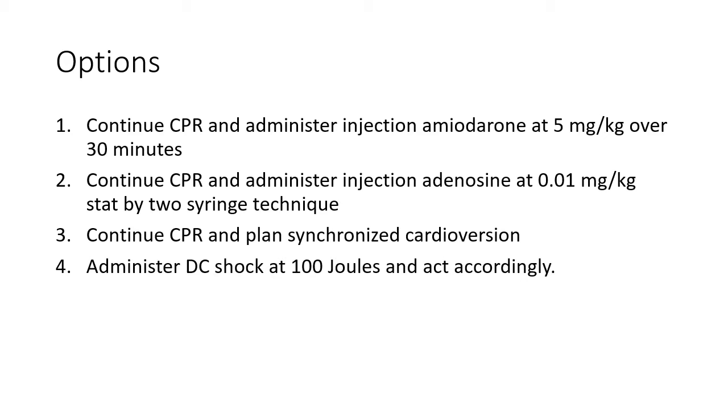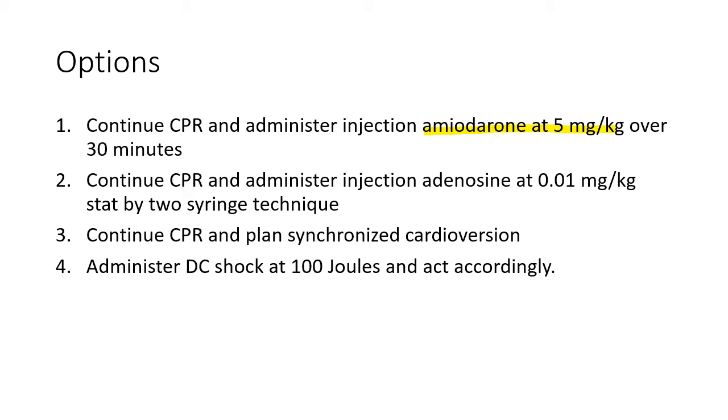So basically, the first option is continue CPR and injection amiodarone at 5 mg per kg. This is usually used in cases of a prolonged arrest scenario when the child is not responding, or prolonged ventricular tachycardia; then amiodarone can be used. Not in the initial steps and particularly not in the scenario that has been given to us.